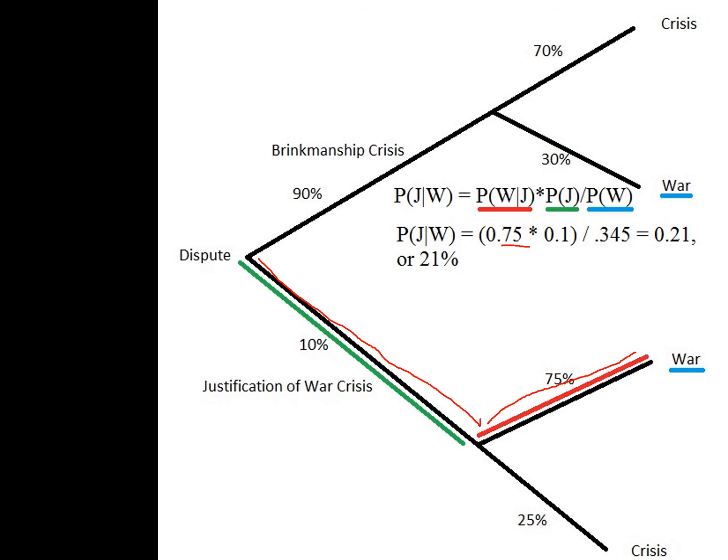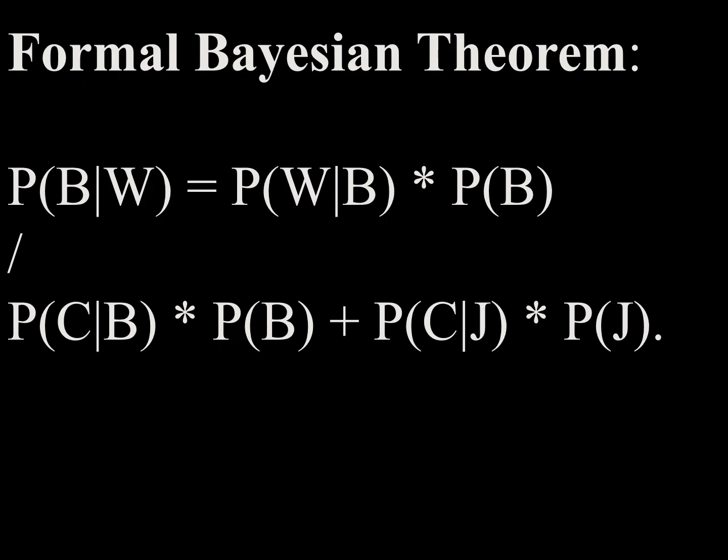So that's going to be 0.75 drawn from here times the 10% that it's a justification of war crisis here, divided by the probability of war, which is going to give us 21%. So there's a 21% chance that if a war is observed, it's the result of a justification. So if we were to aggregate the Bayesian theorem from the previous calculation, this would be the extended version of it.